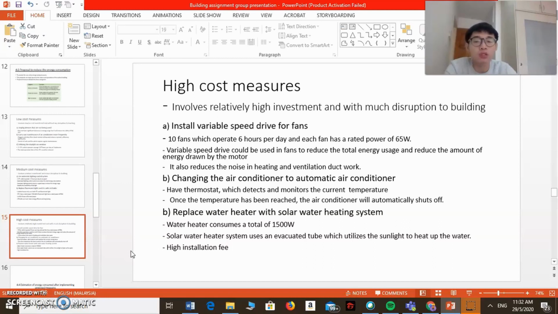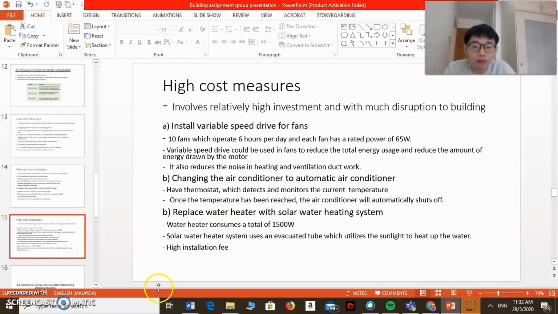The audited house uses 10 fans which operate 6 hours per day, and each fan has a rated power of 65 watt. So if you calculate it, the audited house actually consumes a total of 3.9 kW a day for fan itself. For the usage of fan, it consumes 3.9 kW, and that's actually a lot. Therefore, we suggest the user to install variable speed drives for fan.